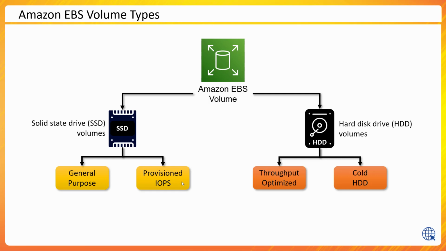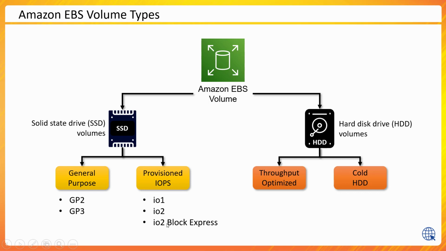And even in general purpose, we have the GP2 option, we have the GP3 option, general purpose 2, general purpose 3, and obviously 3 is the latest one. And in provisioned IOPS, we have IO1, IO2, and IO2 Block Express.